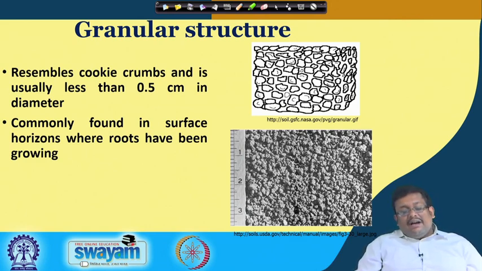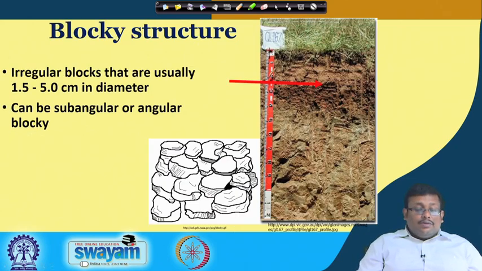There is another structure called crumb structure, and crumb structure is a granular structure with more porosity. So, obviously granular structure has high porosity, but crumb structure is another type of granular structure which is more porous. So, both of them are termed as spheroidal structure, and both these structures are very helpful for plant growth.